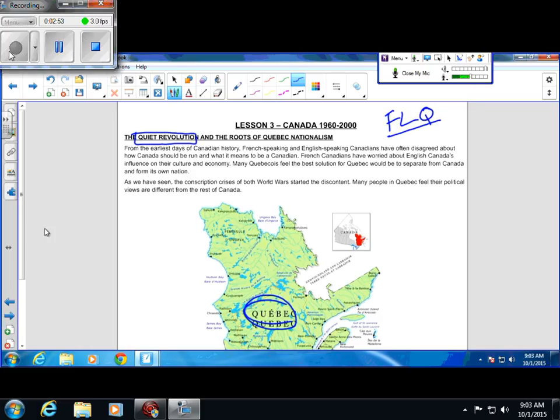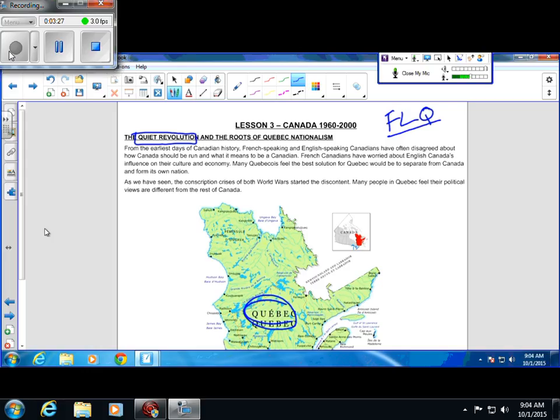Last class we talked about the Quiet Revolution. Just a quick review on that. During the 60s, we had English-speaking Canadians and French-speaking Canadians. Remember, these are the two main cultures and two main dominant languages spoken in Canada. So we have the English and the French, and they always had conflicting points of view and opinions towards one another.